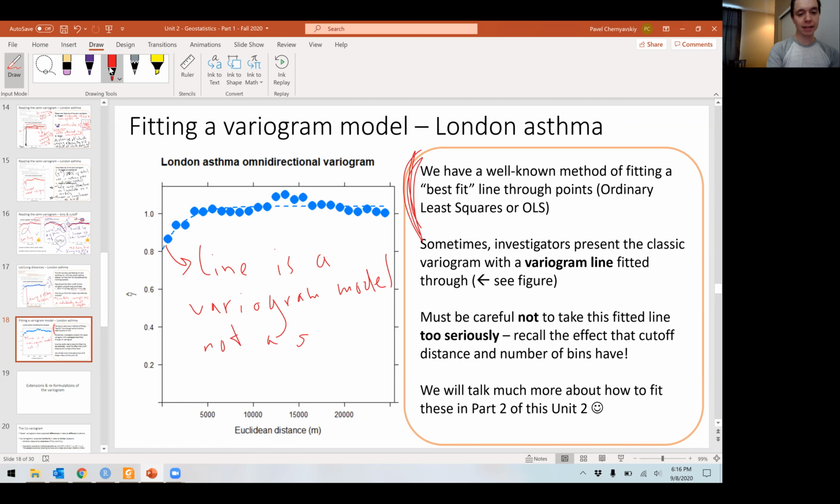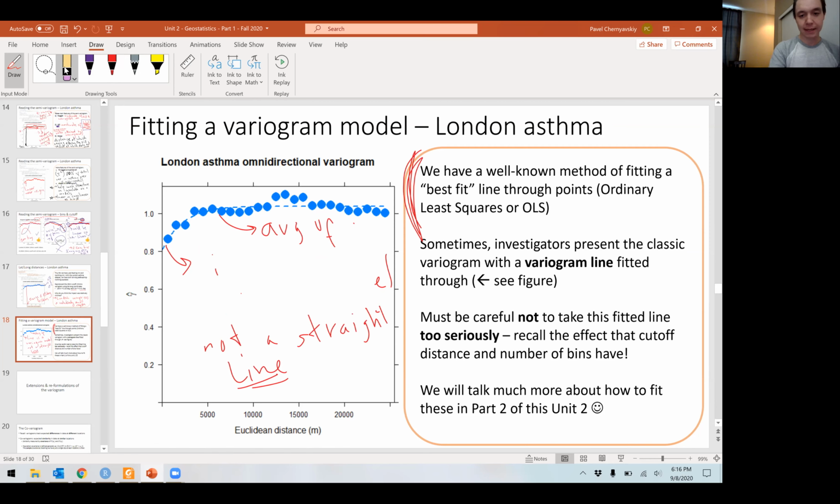Not a straight line. And so we're going to talk about these later when we're talking about the models for spatial correlation. But the other issue is these dots, the blue dots, they're not really data. Remember that each dot is an average of squared differences. It's not an observation. It's an average of squared differences.